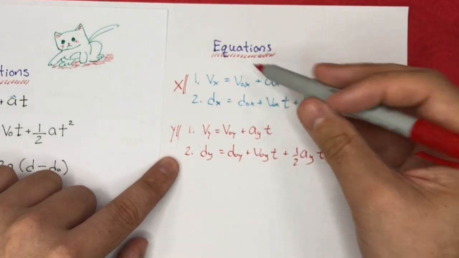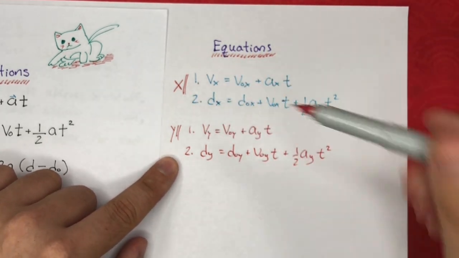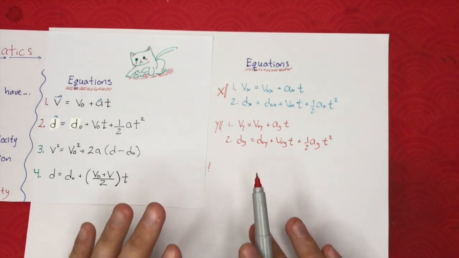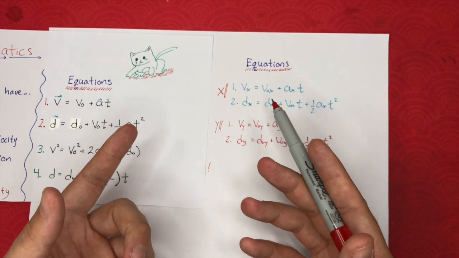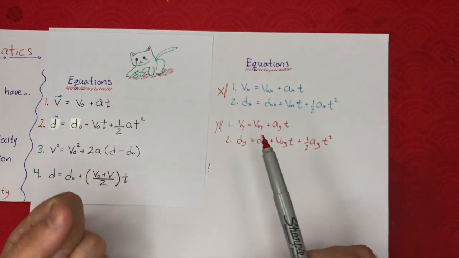Okay, so just break them into components, the x direction and the y direction. Let's take a look at an example of how to use these things and how breaking things into components is going to help us solve those 2D kinematic problems.